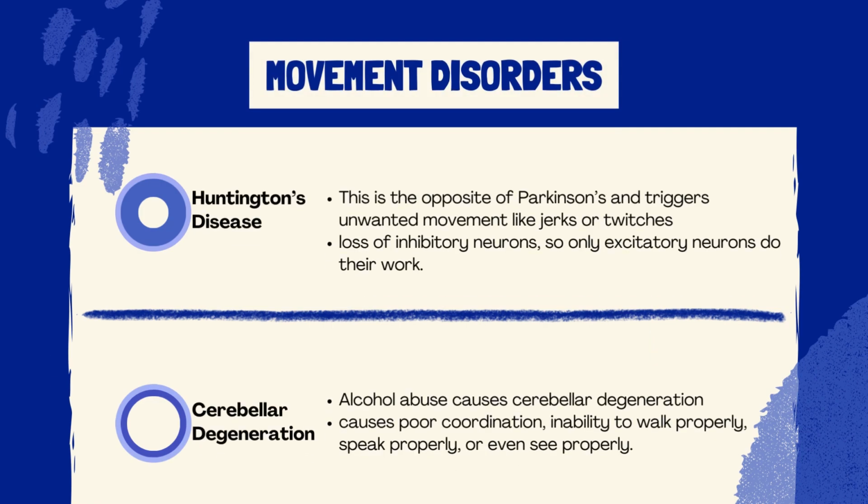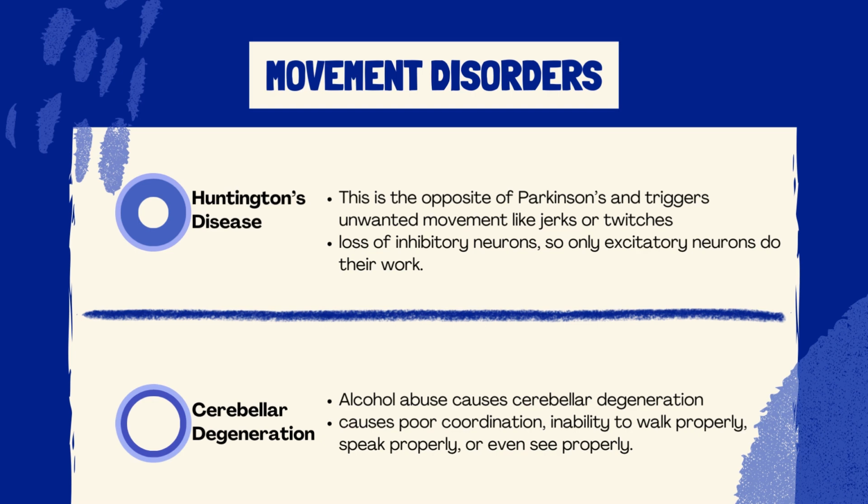There are two other movement disorders now: Huntington's disease and cerebellar degeneration. Huntington's disease is basically the opposite of Parkinson's disease, and this is triggered by unwanted movements like jerks or twitches. So this is caused by the loss of inhibitory neurons. So we know that excitatory neurons are like agonists. They just want this action to happen, and inhibitory neurons inhibit it, like glutamate, which inhibits GABA.